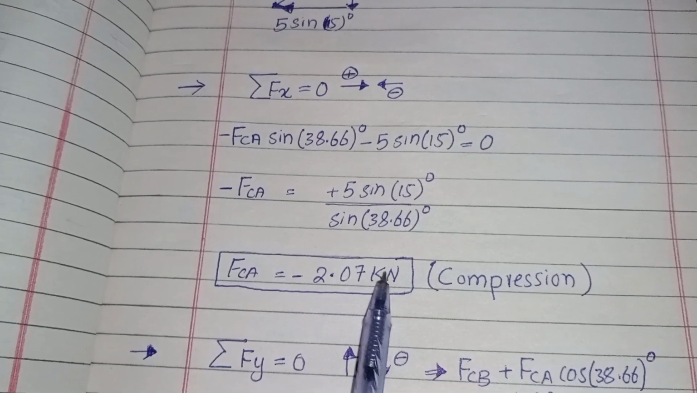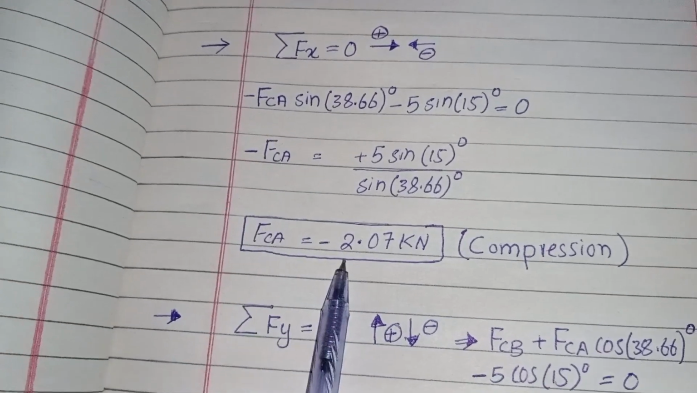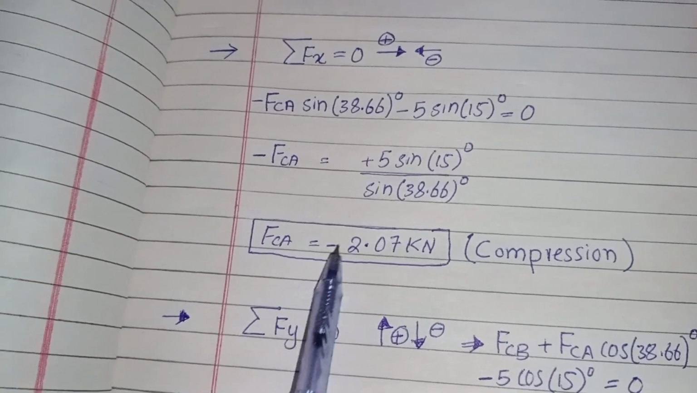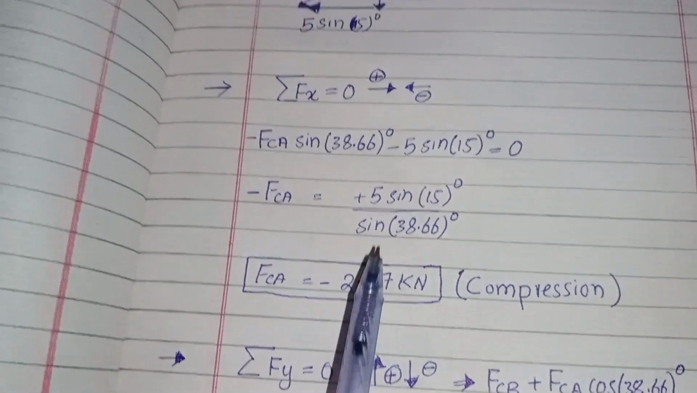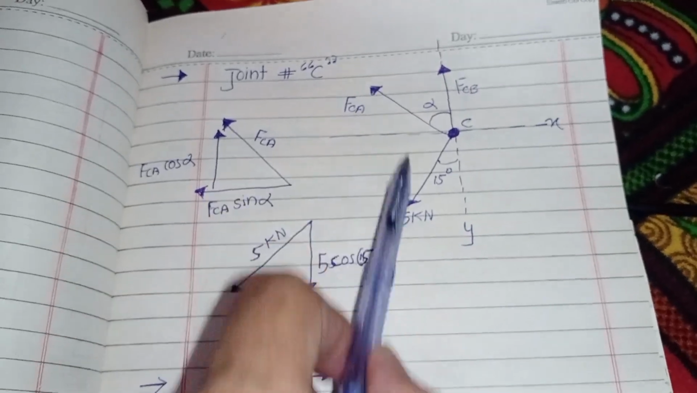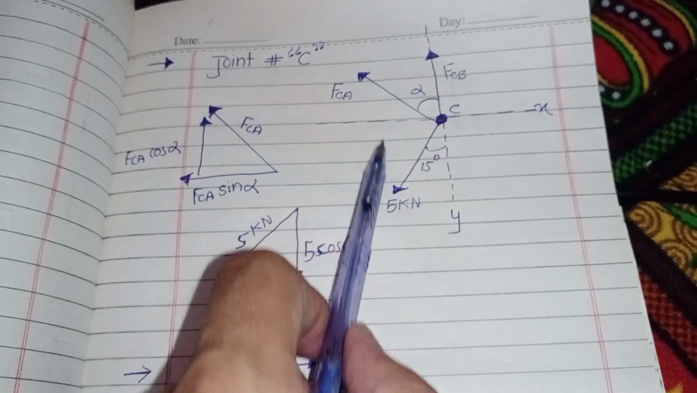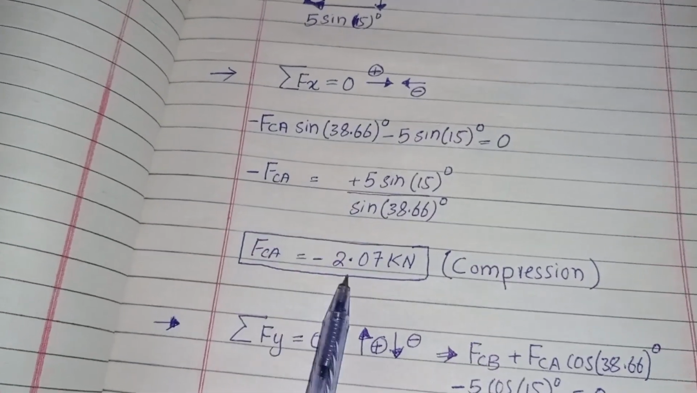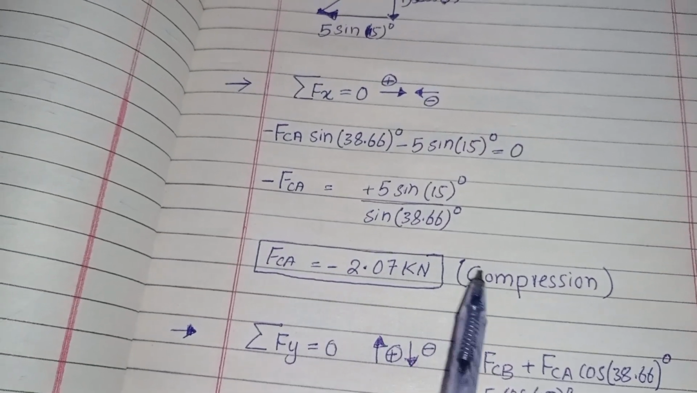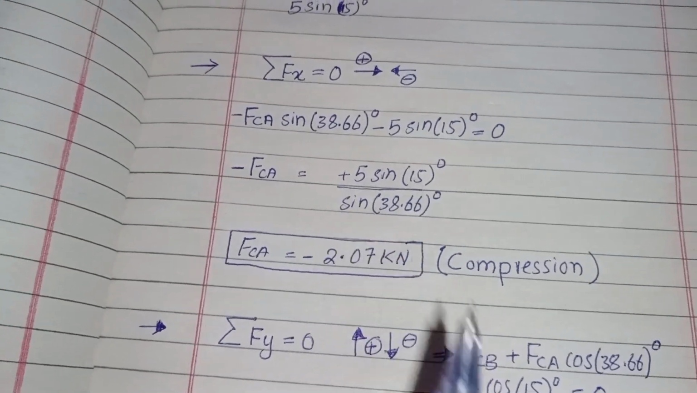negative 2.07 kilonewton, which is in compression, because this negative sign shows that when I assumed this force is in tension, this was only an assumption, and from that I confirm that my assumption was wrong. This is in compression because there is a negative sign.